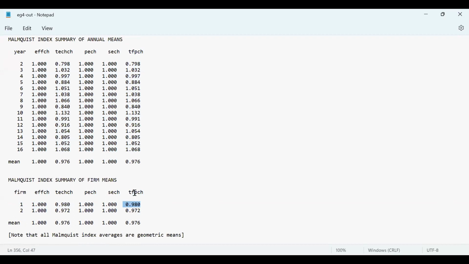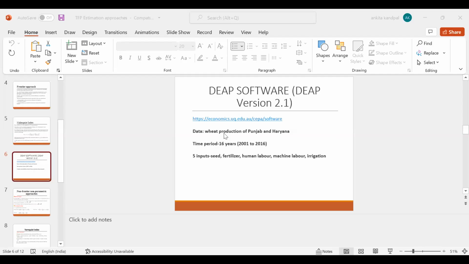So for the first state, TFP is 0.98, second one is 0.97, which means both, in case of TFP, are less than 1. And in case of technical efficiency, both are technically efficient in wheat production. So this is about the frontier non-parametric approach, Malmquist Index.